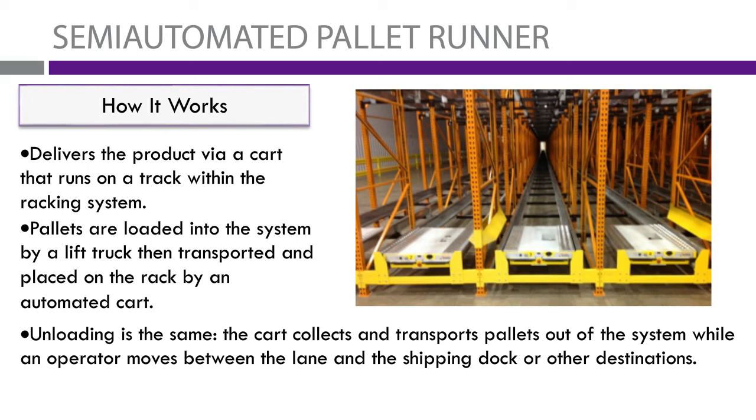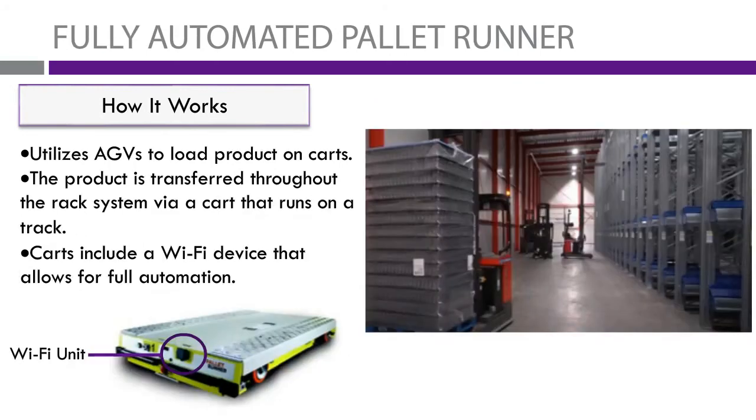One thing to note is these can be fully automated. Pallet runner is an option. What they'll do is they will connect here. You'll see in the circle there's a Wi-Fi device. They connect to the front of the pallet runner. And this Wi-Fi allows it to communicate and interact with systems such as AGVs.